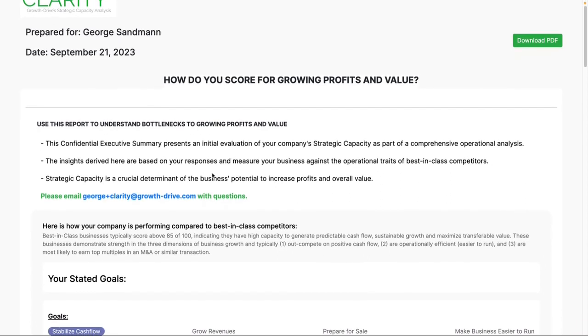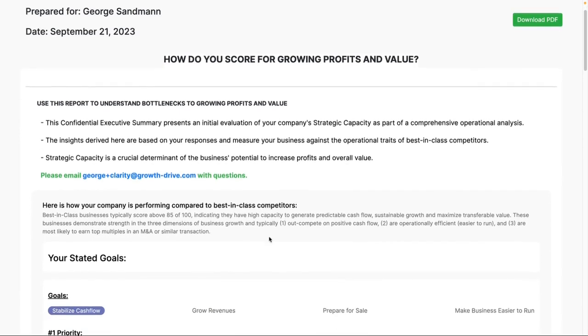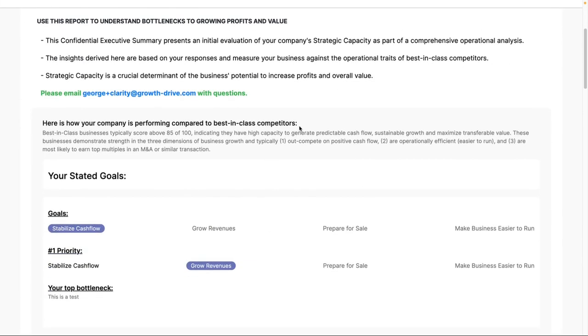So we're going to explain bottlenecks, set some context, introduce the concept of best-in-class competitors, the score of 85 out of 100, and we're going to introduce the 3 dimensions of business growth. This is important because it resonates very clearly with business owners and CEOs. The 3 dimensions. Dimension 1, predictable profits and cash flow. Dimension 2, predictable, sustainable growth. And dimension 3, predictable, transferable value.